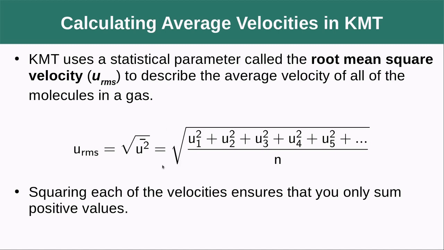You probably have seen this in mathematics before. And the effect that we get is that squaring each of the velocities ensures that you only sum positive values. So these are vectors. They could be negative, right, depending on the direction of the molecule. But if we square them all, we get all positives. We add them together, and then we take the square root, and we get something that's kind of like an average. It's not exactly an average because obviously the square root does not distribute across a sum, but it gives you a value that's kind of close to that. It kind of has a similar meaning.